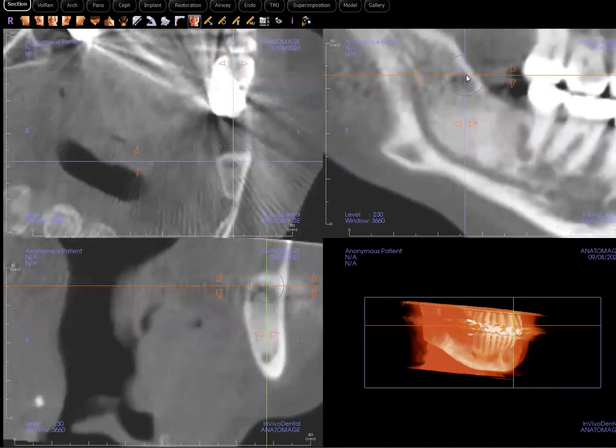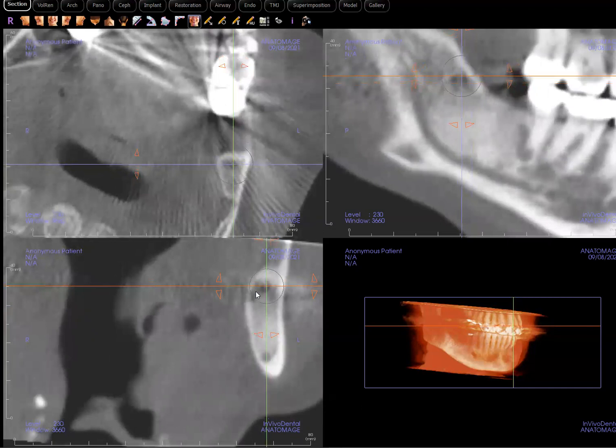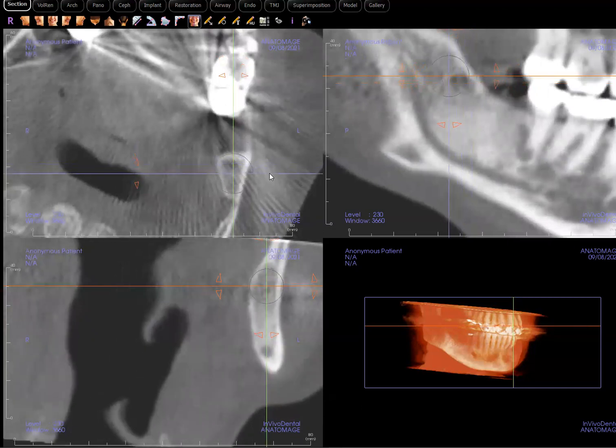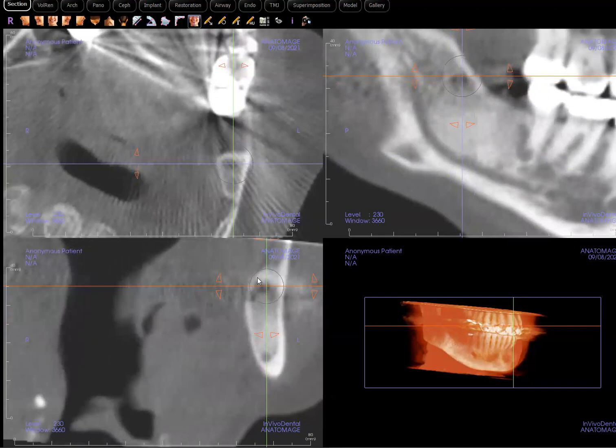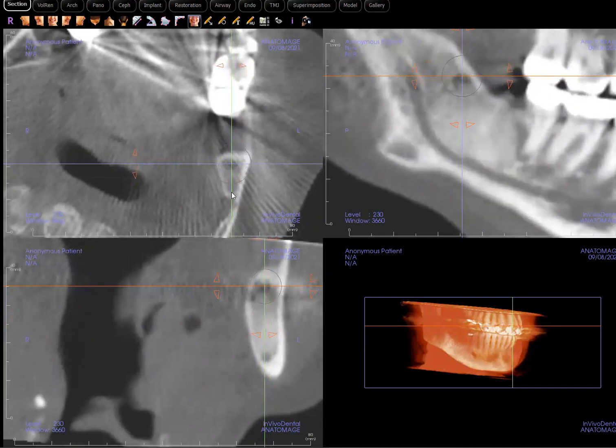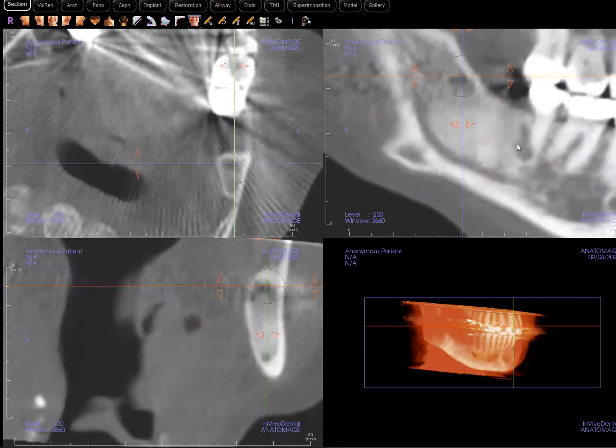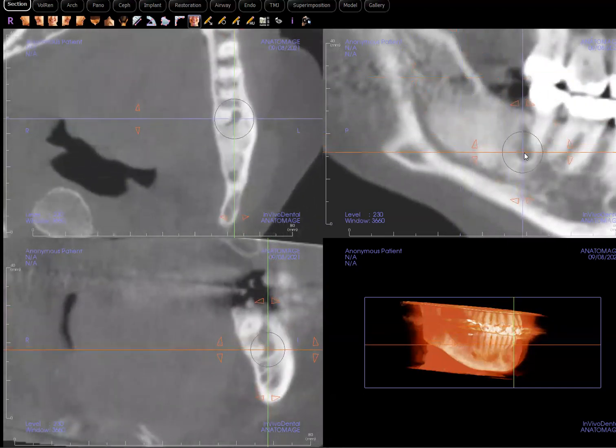So again, knowing the date of surgery would be helpful. I really don't see a well-corticated margin either. So I'm not sure. I'm not convinced that this is a lesion. It could be, but I'm not as convinced. But this one for sure, there is a lesion. Okay.